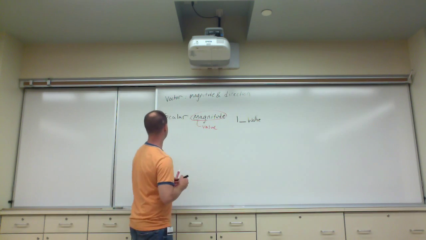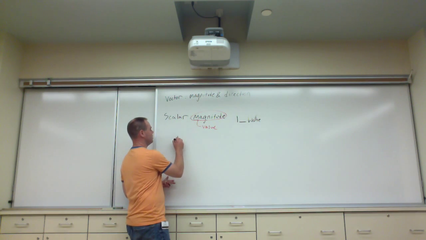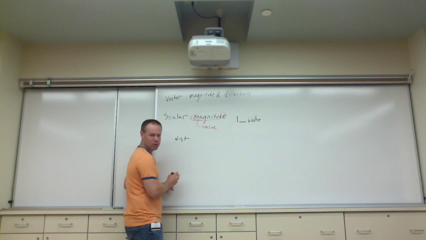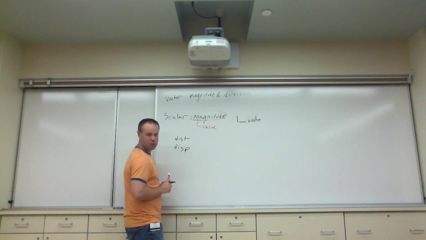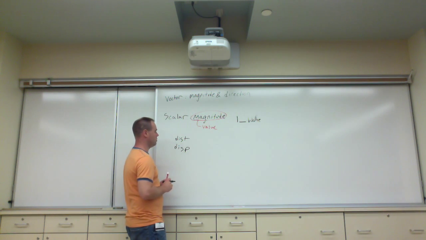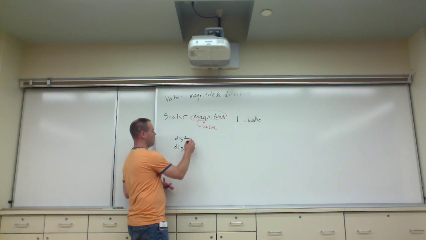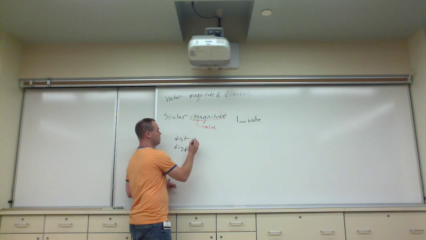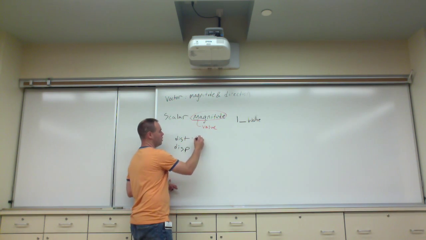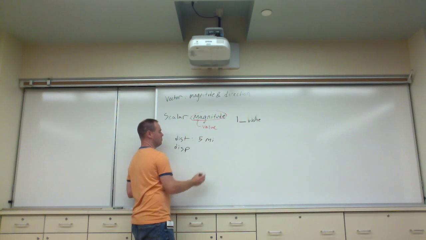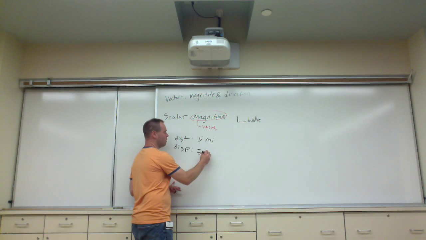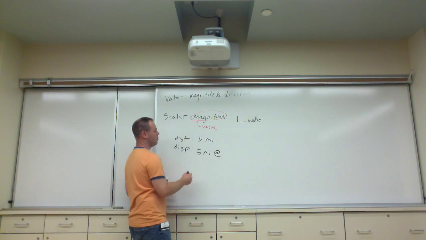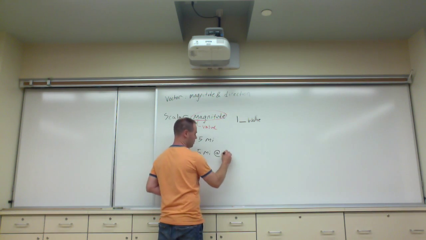So let's take a look at something like distance or displacement. If we compare those two things, one of those is a vector and the other one is a scalar. Distance is a scalar and displacement is a vector. So distance, we could say you walked 5 miles or you drove 5 miles. But if we want to say our displacement, we'd have to say 5 miles at some direction, so like north.